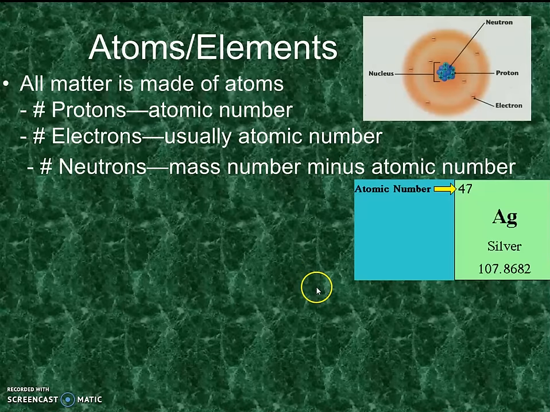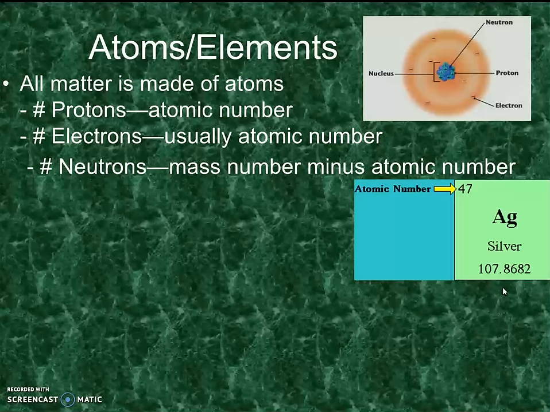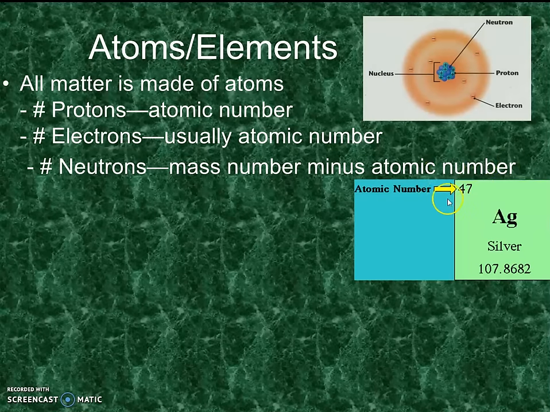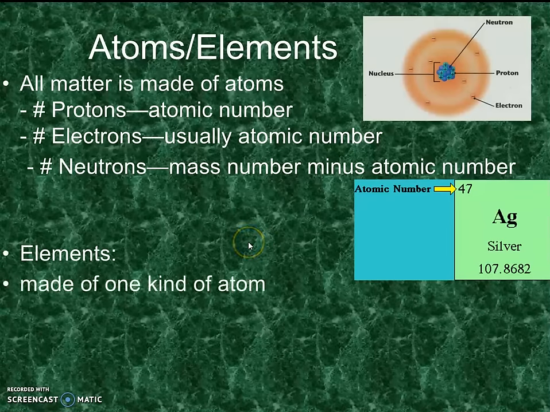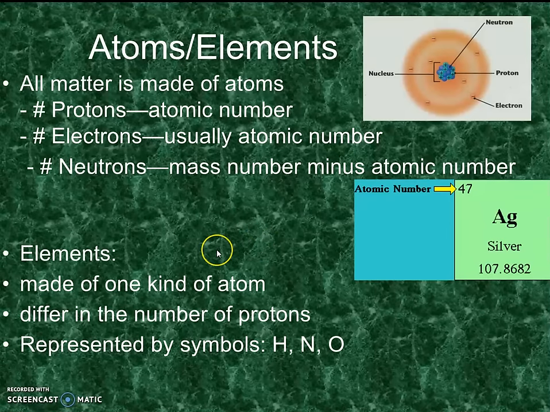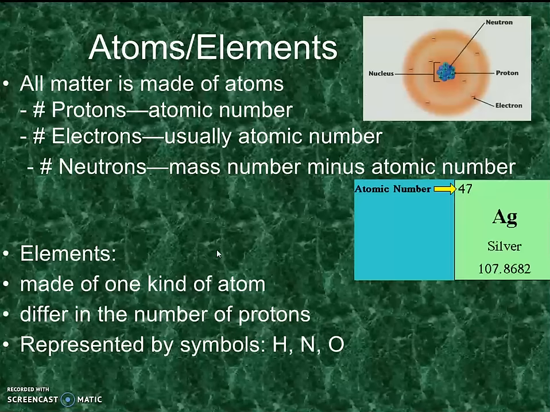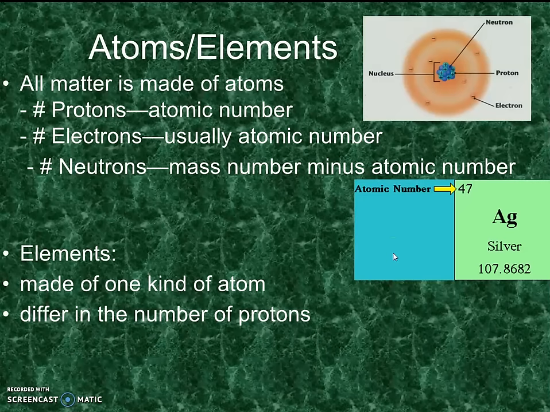The number of neutrons is the mass number, which is the big number of the mass of basically the whole nucleus, minus the atomic number, which is just the protons. So like saying total protons and neutrons minus protons equals neutrons. So let's talk about elements. They are made of only one kind of atom, and they differ in the number of protons. So every element has a different number of protons as shown on the periodic table, so you can get your periodic table out too. And they're represented by symbols.